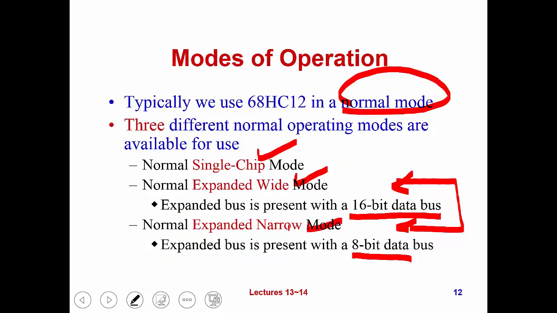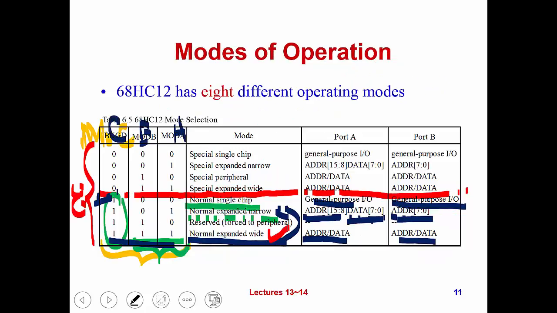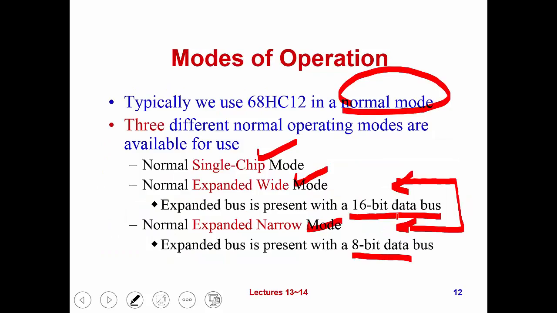We set the address, right? With the data here, we can have address and data. You see, when we have normal expanded narrow mode, port B only serves as address, but port B can also transmit data in expanded wide mode because we transmit more data bits. We have a 16-bit data bus for the expanded wide mode, and an 8-bit data bus for the narrow mode. That's why one is called narrow, one called wide.